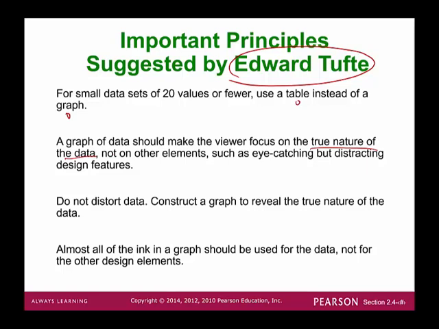Also, the third guiding principle is do not distort data. On the vertical scale and horizontal scale, especially the vertical scale, you should always try to construct a graph to reveal the true nature of the data. Also, almost all of the ink in the graph should be used for the data, not for the design, not for other design elements. You should concentrate on delivering the true characteristics of the data set, and not just focus on a certain facet of the data set.